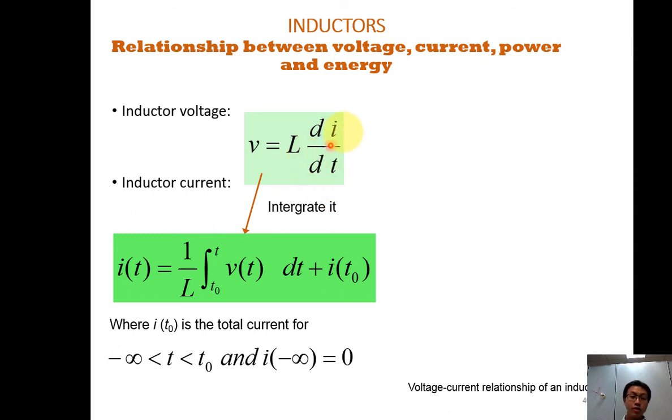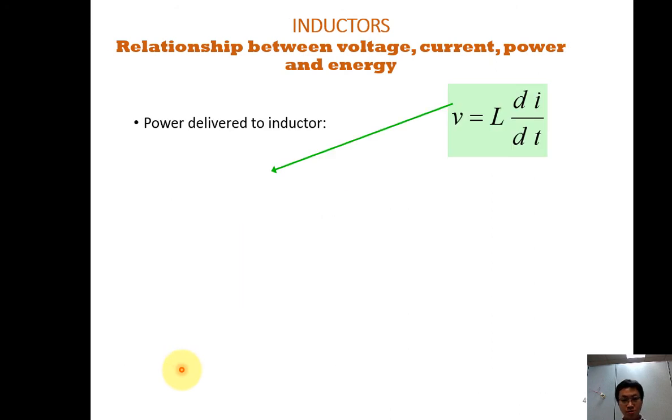So V equals L di/dt, and when I integrate it, I get this equation, where I at time t is the total current. It goes from negative infinity to a certain time, and I at negative infinity is 0.